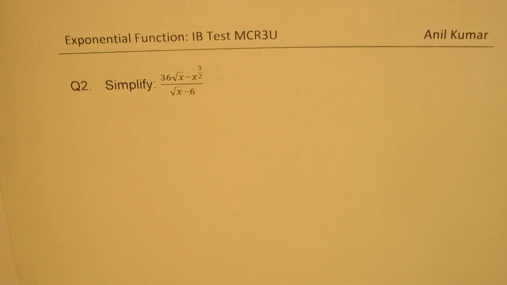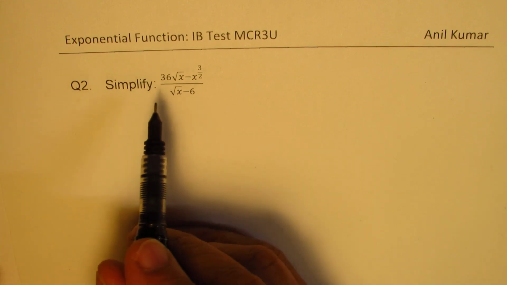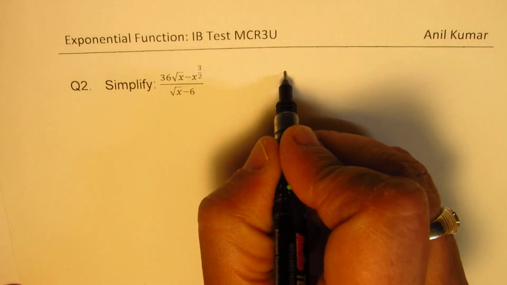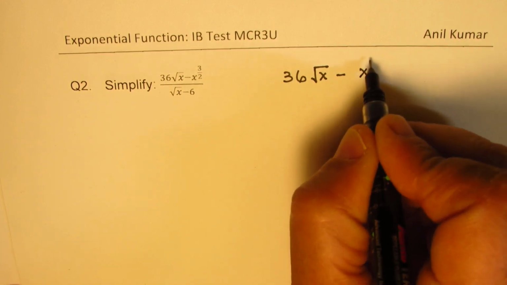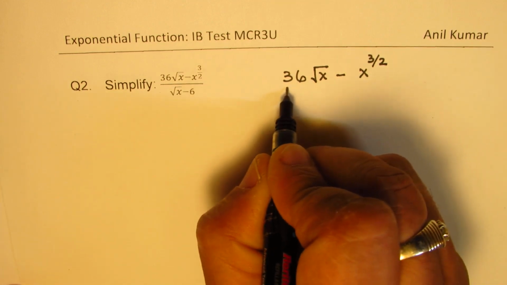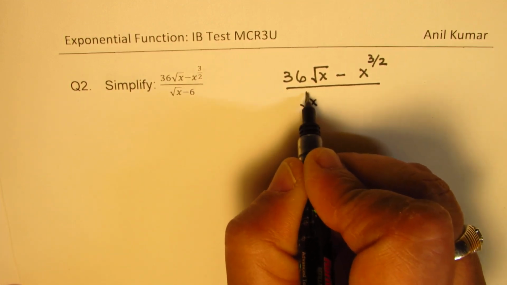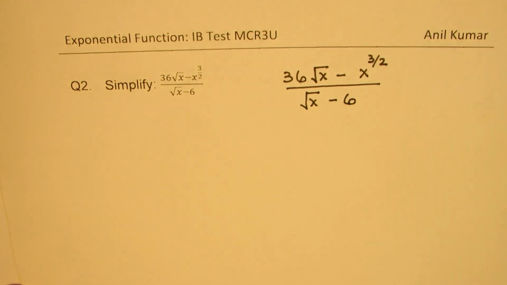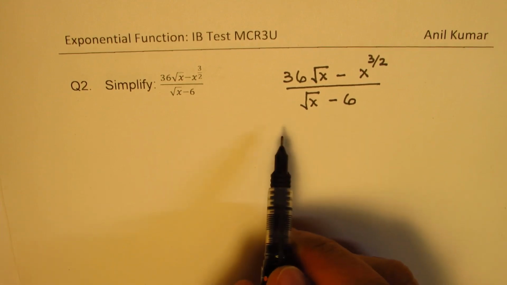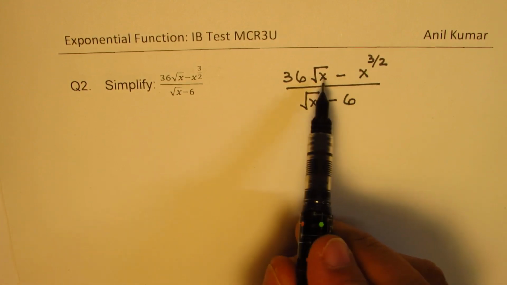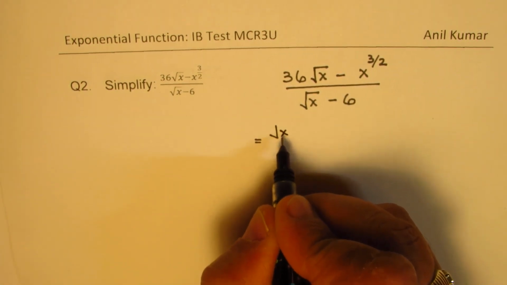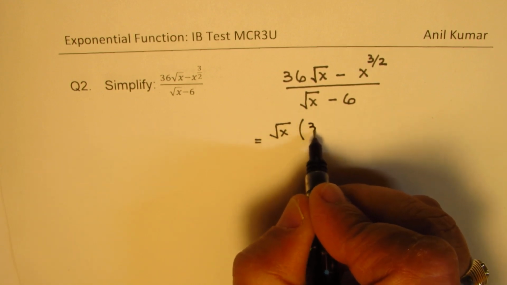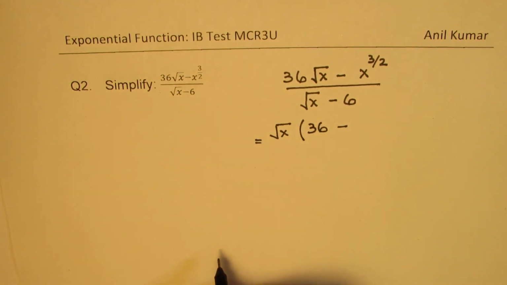Let's move forward and take the next question, which is to simplify. Let me write this again. 36 square root of x minus x to the power of 3 by 2 divided by square root of x minus 6. How are we going to do this? So now, to simplify this, what we could do is, in the numerator, we could factor out square root of x. So what we get here is square root of x, then we are left with 36 minus what?